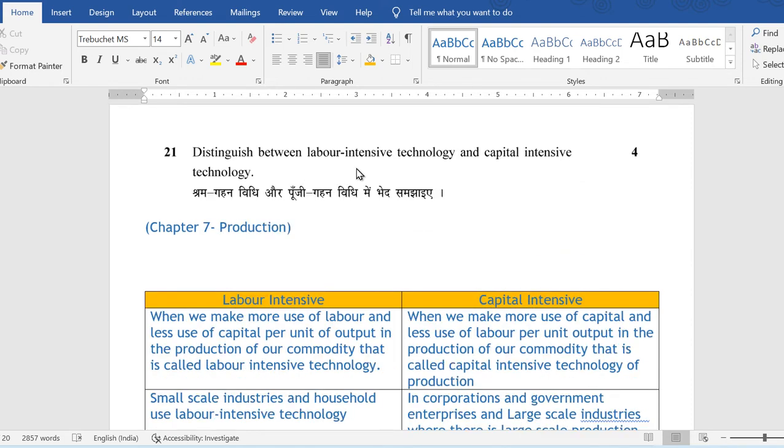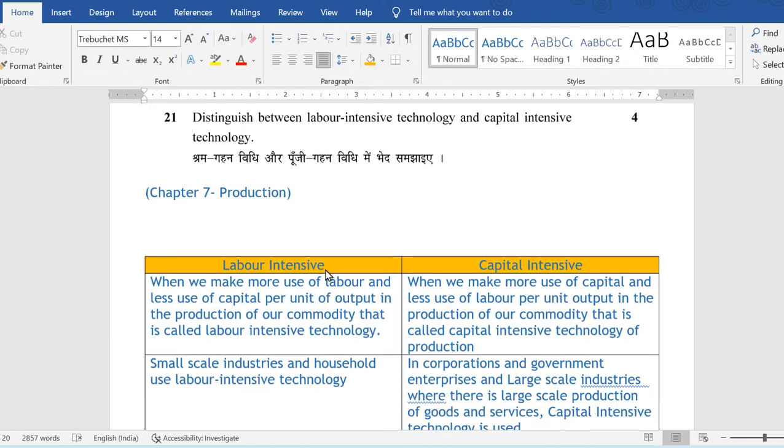Question number 21. Distinguish between labor-intensive technology and capital-intensive technology. This is from chapter 7, that is production. This is a distinguish between question. So the differences are explained in the form of a table. Labor-intensive technology is when we make more use of labor and less use of capital per unit of output during the production of a commodity. This is called labor-intensive technology.